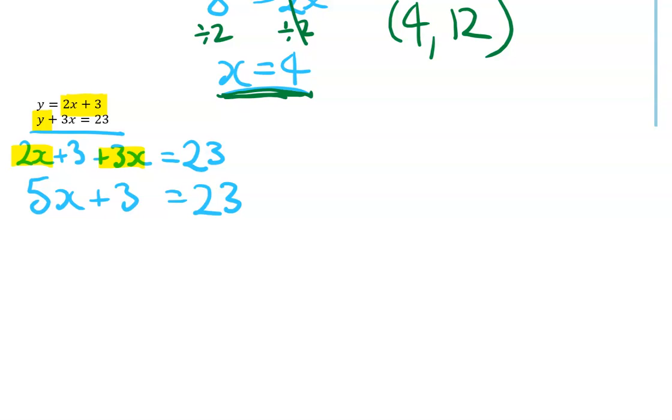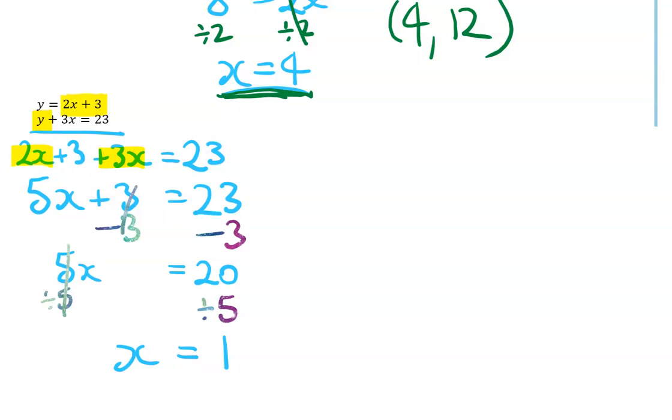All right, let's get rid of this positive 3, which means we have to subtract 3 from both sides. And that will leave me just with 5x on the left is equal to 23, take away 3 is 20. Okay, I've got times by 5, so I'm going to divide by 5 to get rid of that 5. If I divide one side by 5, I need to divide the other side by 5, and that leaves me with x is equal to 4.